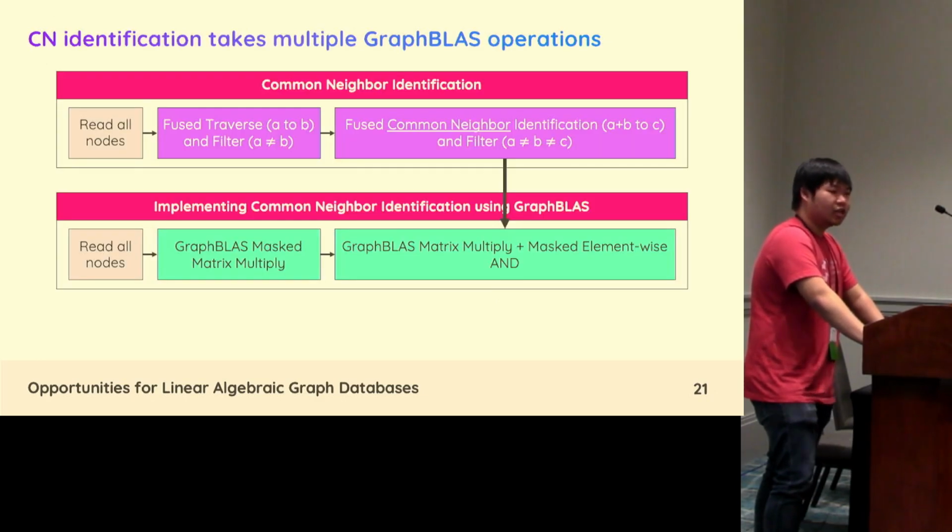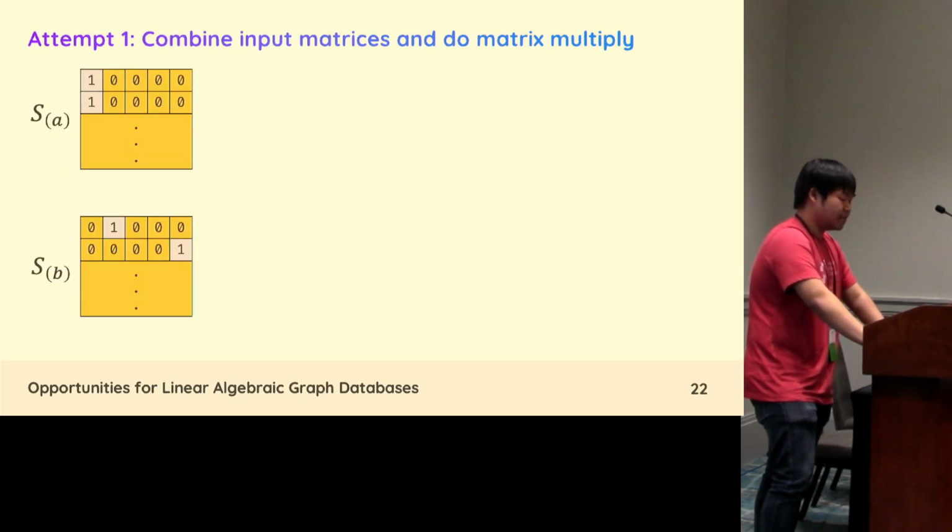As a result, common neighbors identification can be represented as multiple GraphBLAS operations, in which we can save both space and time. But why multiple operations? Can we fuse them, or can we do it better? Well, we start with a first attempt, since we recognize that both of the input matrices are going to be multiplied by the same adjacency matrix. So we start by fusing both of the matrix multiplications together.